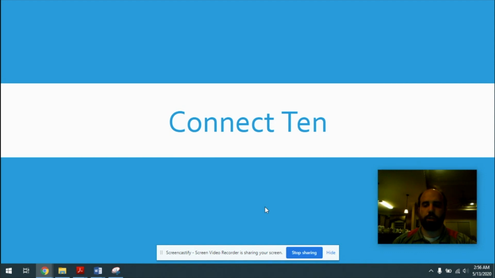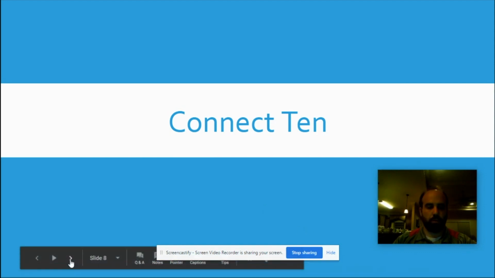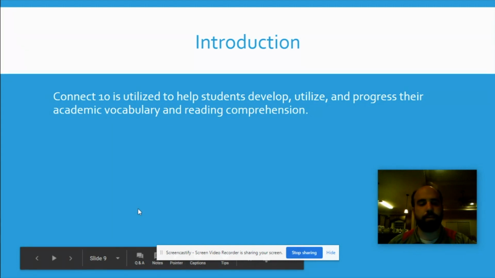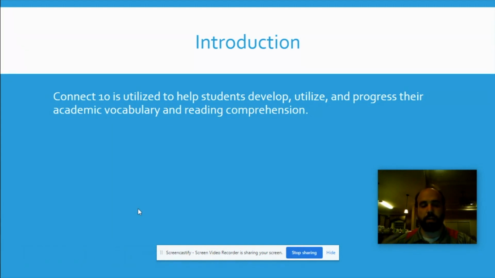Just a quick introduction to Connect 10. Connect 10 is utilized to help students develop and progress their academic vocabulary and reading comprehension. And so, again, this is a focus on building that academic vocabulary, helping improve reading comprehension through making connections and providing that, again, that broader context for vocabulary terms.